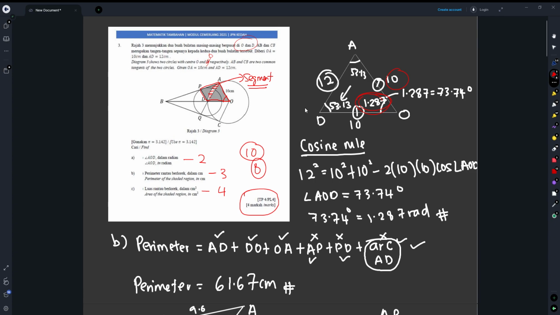So for every question on circles in SPM, one thing you have to put in your mind: use Pythagoras theorem, use trigonometry. This will really save your life, and you can really score on this question. Okay, this is one of the very difficult questions, I admit, but this is one of the best ways to solve this question.